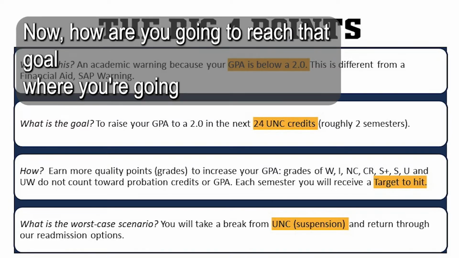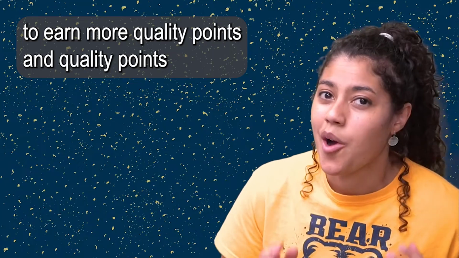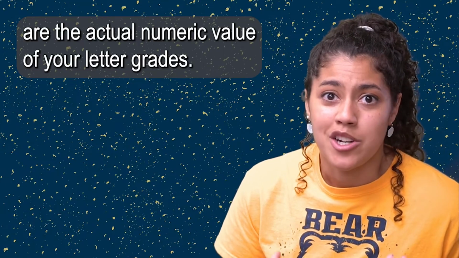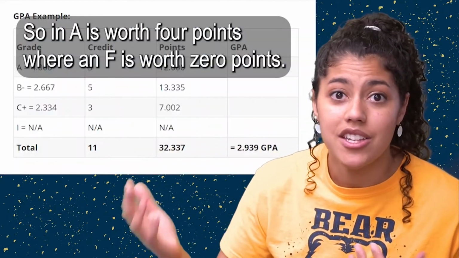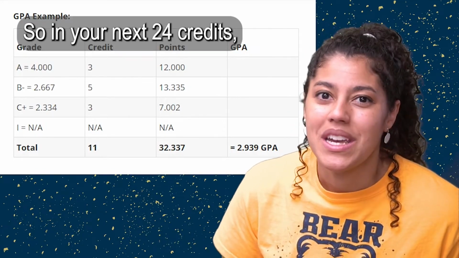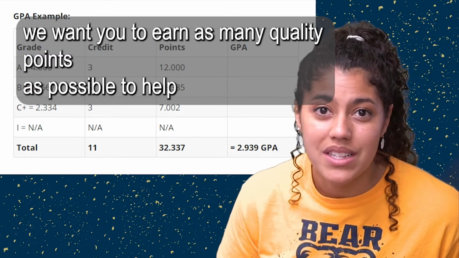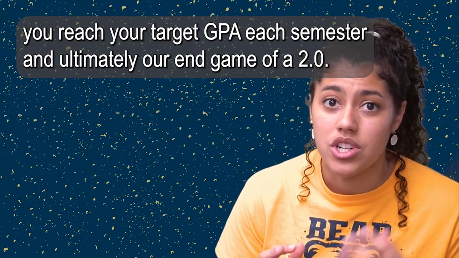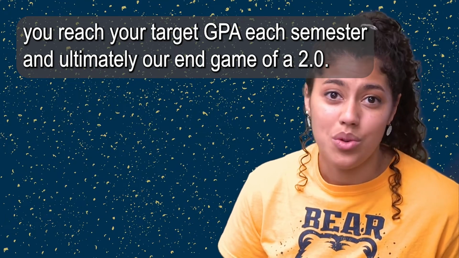Now, how are you going to reach that goal? You're going to earn more quality points. And quality points are the actual numeric value of your letter grade. So an A is worth 4 points, where an F is worth 0 points. So in your next 24 credits, we want you to earn as many quality points as possible to help you reach your target GPA each semester and ultimately our end game of a 2.0.